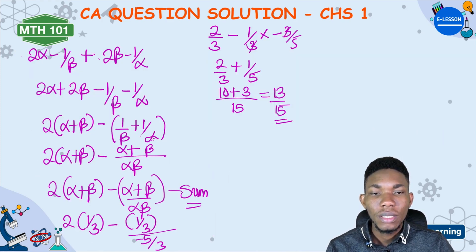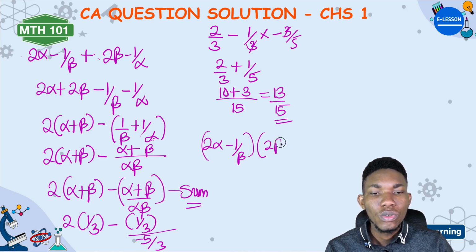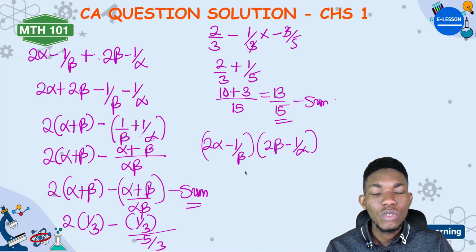What were the roots that we are given? The roots that we are given were 2 alpha minus 1 over beta, and 2 beta minus 1 over alpha. This one here is their sum. This will not be their product. To find their product, 2 alpha times 2 beta. My dear student, what would that give to us? 2 alpha times 2 beta will give us 4 alpha beta.